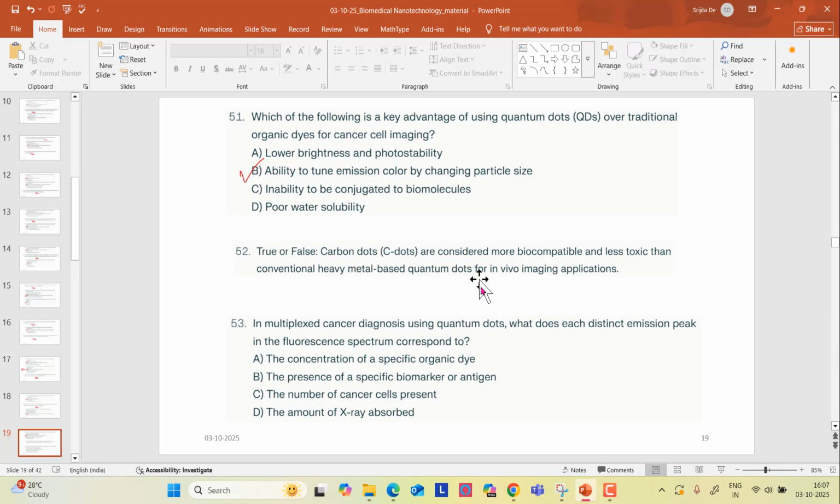Next, carbon dots are considered more biocompatible and less toxic than conventional heavy metal-based quantum dots for in vivo imaging applications. It is true, because it is an inorganic material, so it is more biocompatible, carbon material.